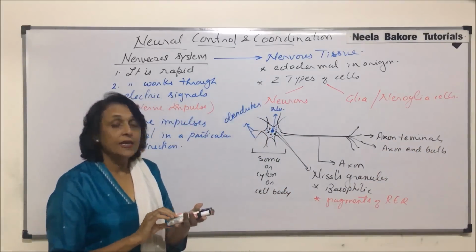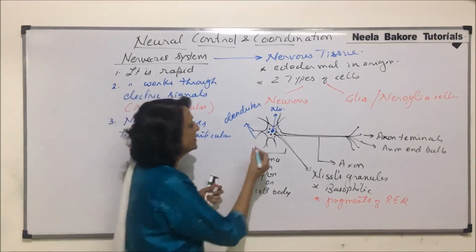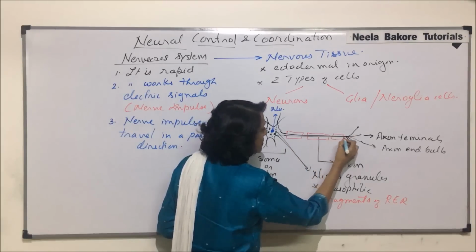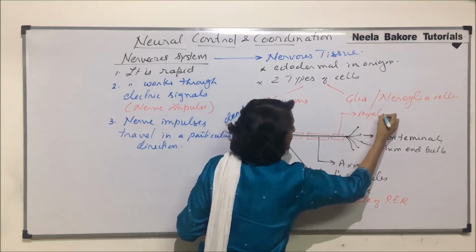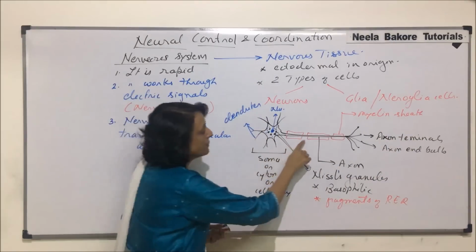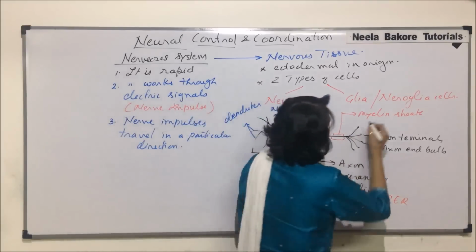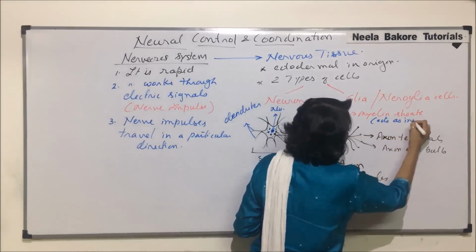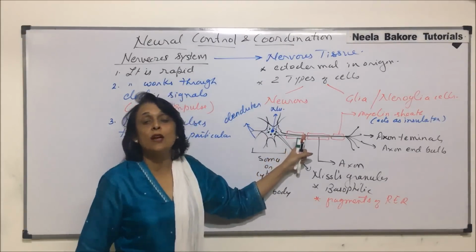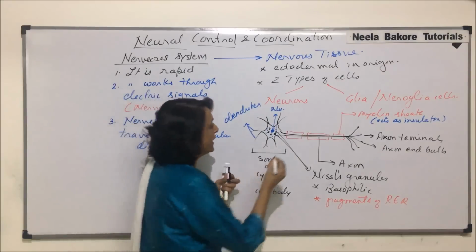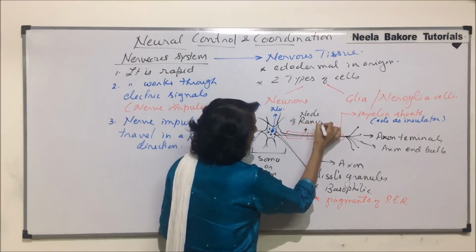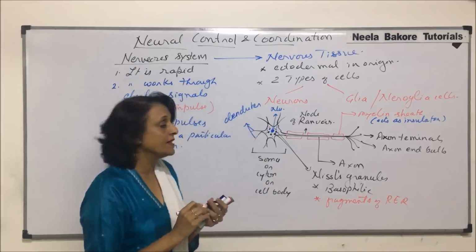Now this axon is invariably covered with a sheath. So here there is a cover around it, and the sheath is made up of myelin. So this is the myelin sheath. Myelin sheath acts as an insulator, and at certain places this myelin is not deposited. Those points or areas are known as nodes of Ranvier, named again after the scientist's name.